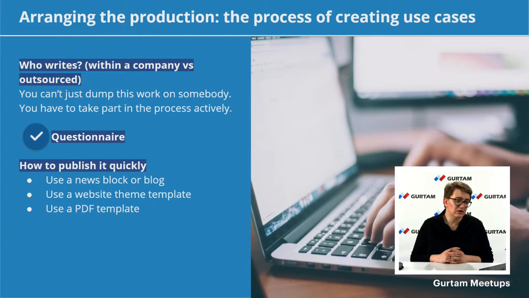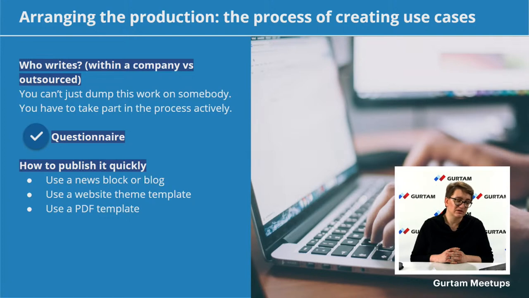You can use a website theme template. For example, if your site is based on a platform where you can actually build your pages without coding, like, I don't know, there are some themes for WordPress, for example. Usually they have ready-made templates for success stories and use cases. So if you don't want to build the page yourself, just use the sample page, put your text in there and publish it.